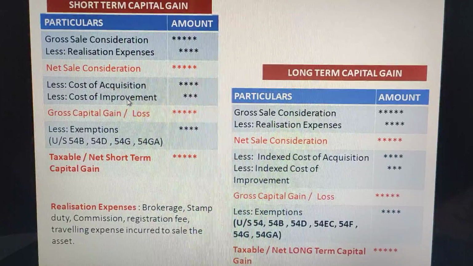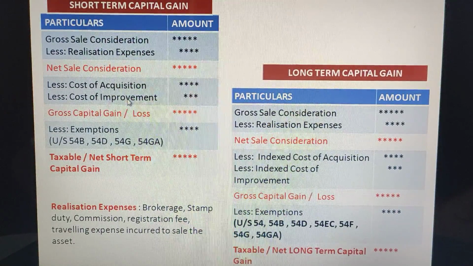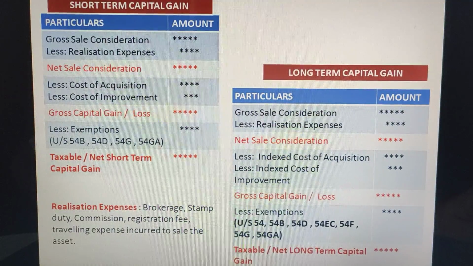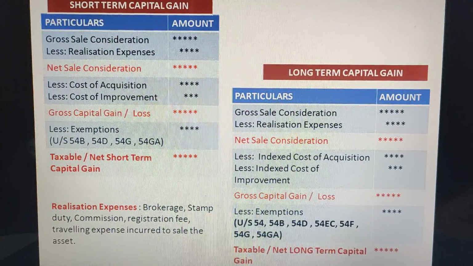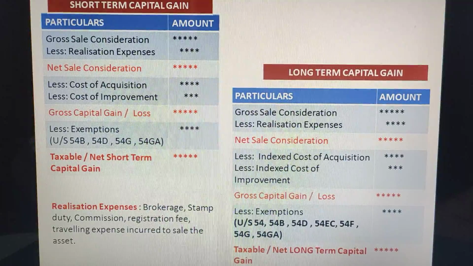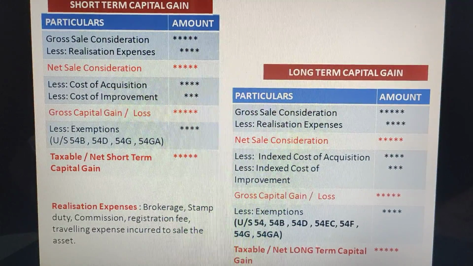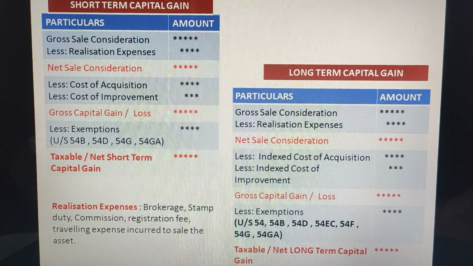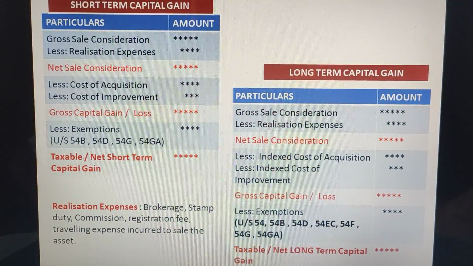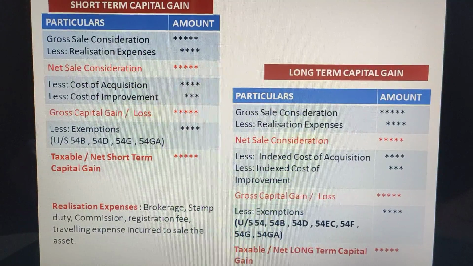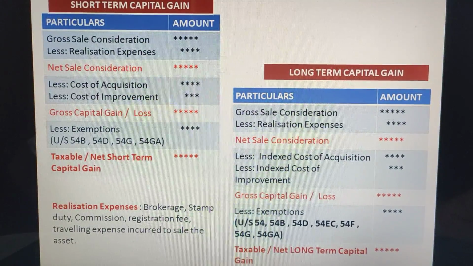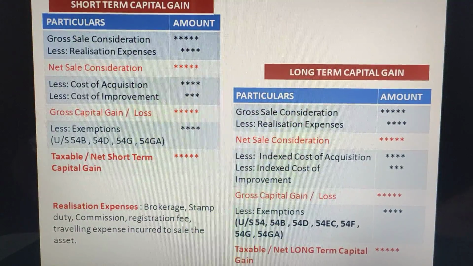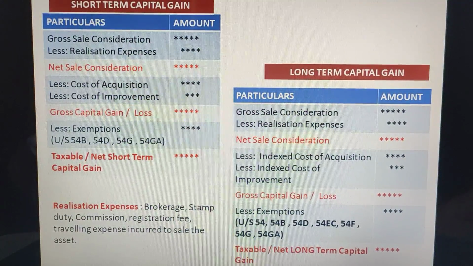Similarly, cost of improvement is any additions you have done to that particular asset, or any modifications or changes you have done, anything you have altered. For example, you purchased the building for 30 lakhs, and within a span of 6-7 months or 1 year or whatever the duration is, you have constructed one more room or one more floor to your building. That is your additional cost, that is considered as cost of improvement.